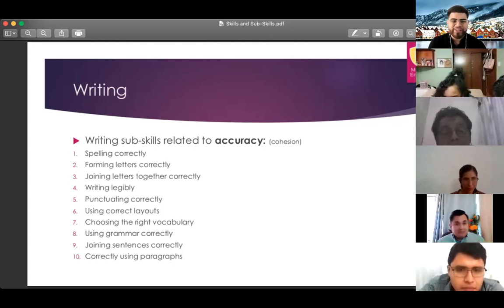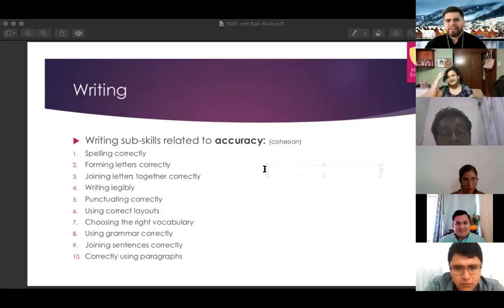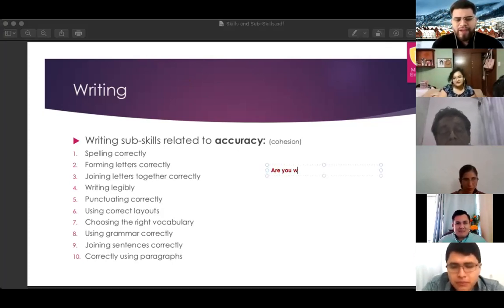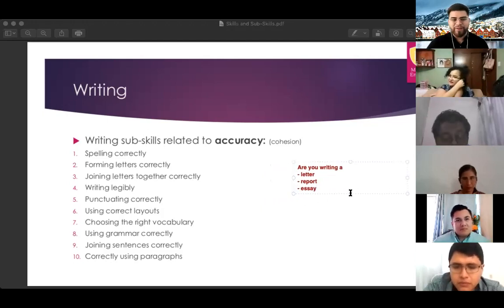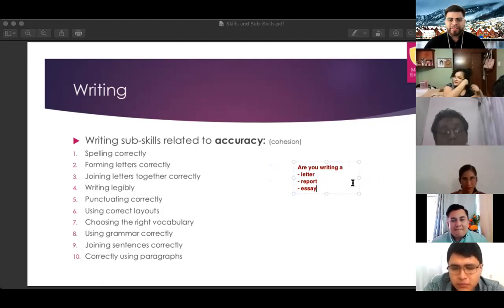Using correct layouts, what does that mean? Layouts is like, are you writing a letter, a report, an essay? All of these have different layouts. Like a letter, you're going to say, dear, blah, blah, blah. Like the structure? Exactly. The format. Yeah, the format. That's the word I was looking for.